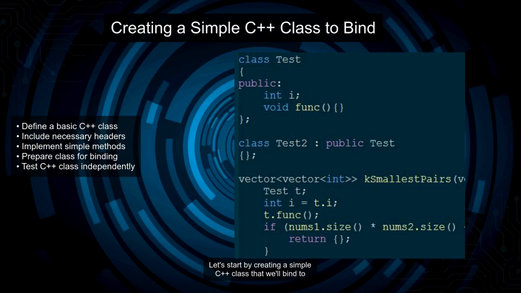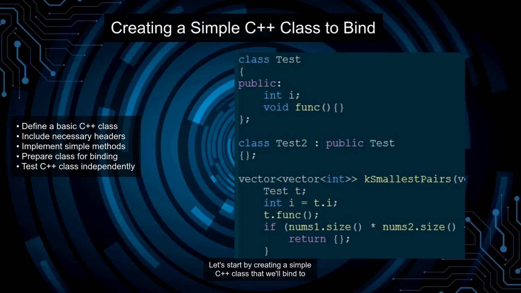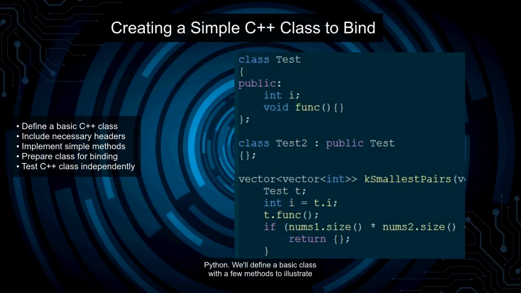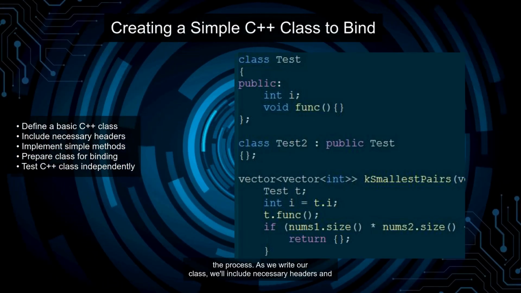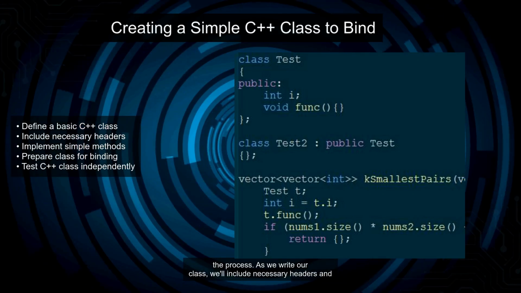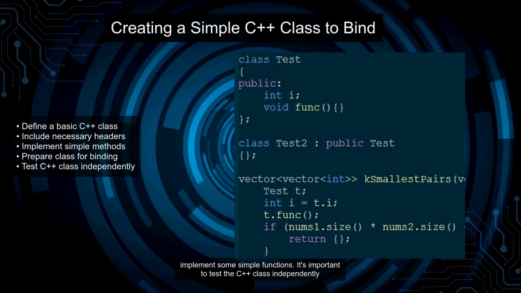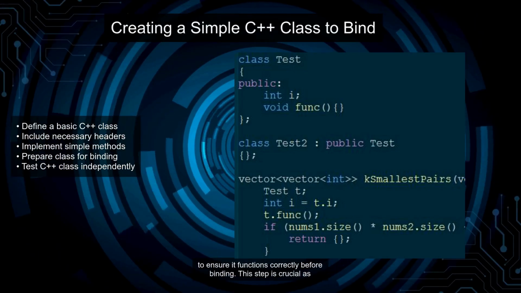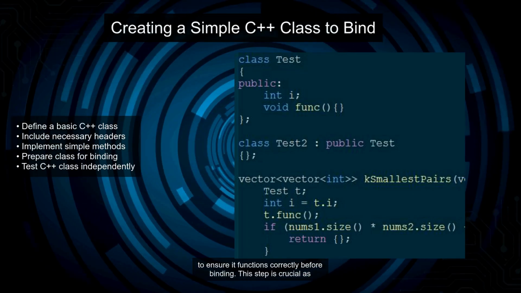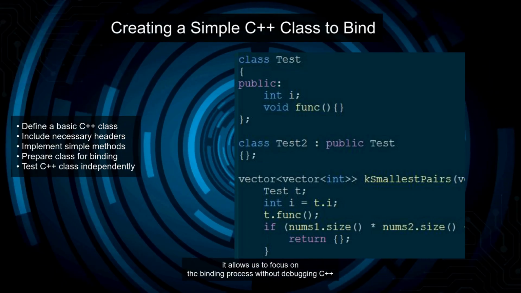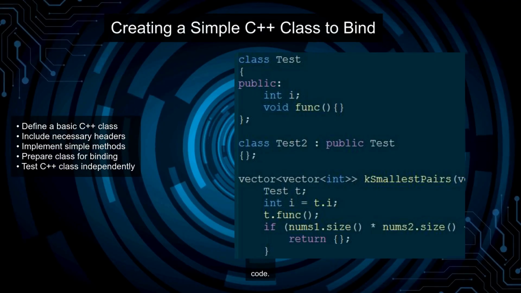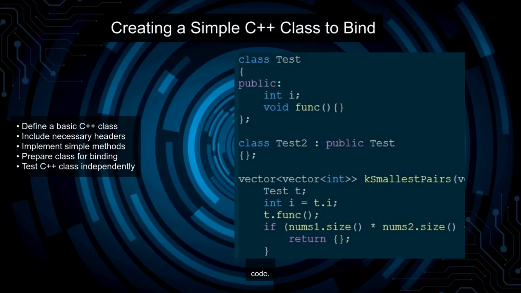Let's start by creating a simple C++ class that will bind to Python. We'll define a basic class with a few methods to illustrate the process. As we write our class, we'll include necessary headers and implement some simple functions. It's important to test the C++ class independently to ensure it functions correctly before binding. This step is crucial as it allows us to focus on the binding process without debugging C++ code.